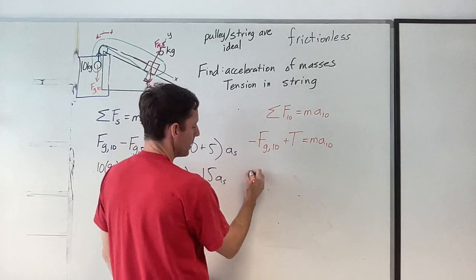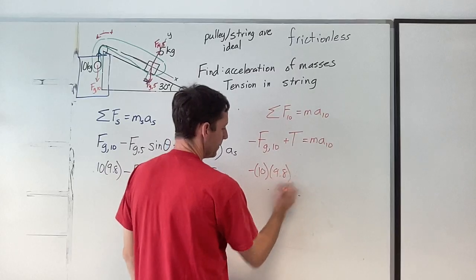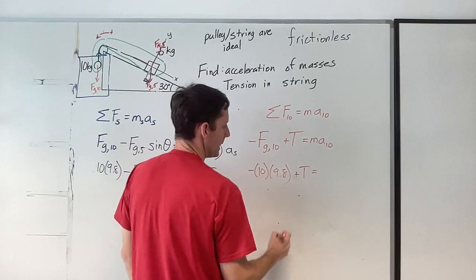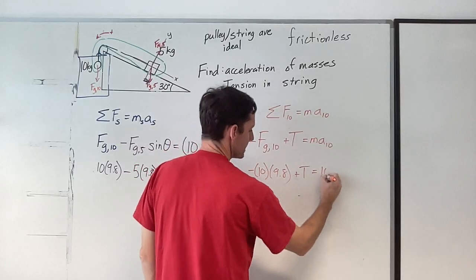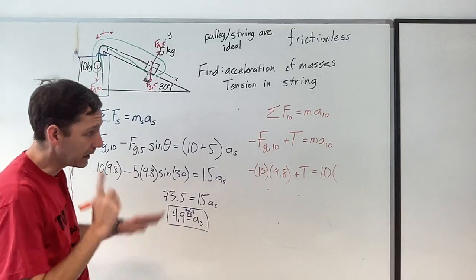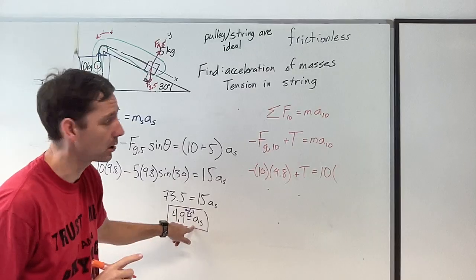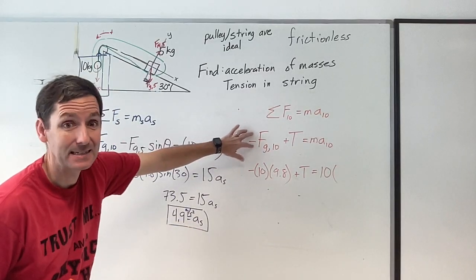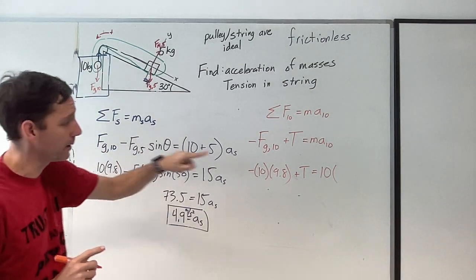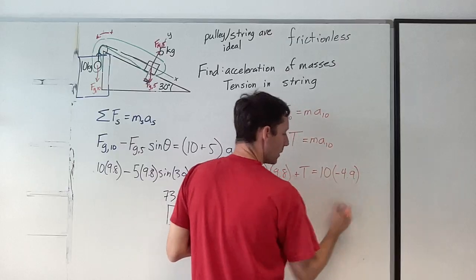Now this would be negative mg, okay, plus the tension equals the mass, which again is 10, times the acceleration. Now recognize here that the acceleration, even though it's 4.9, even though I got positive here, when I did this, I defined down as negative. And so because it is accelerating downwards, when I put in my acceleration here, I need to put negative 4.9.